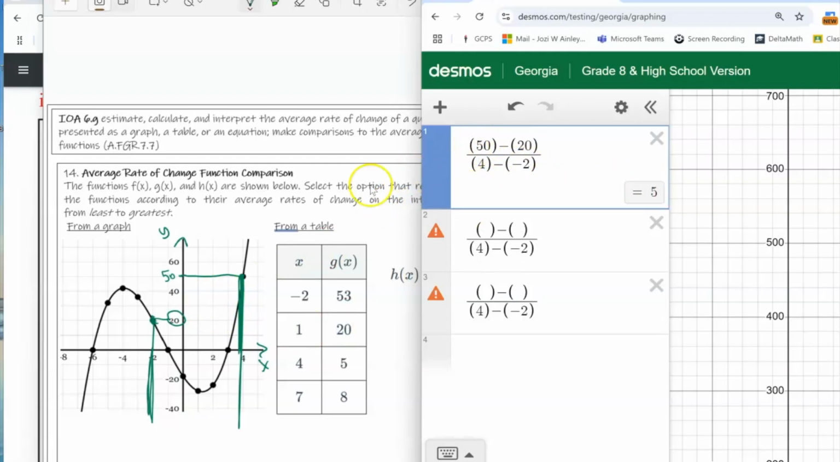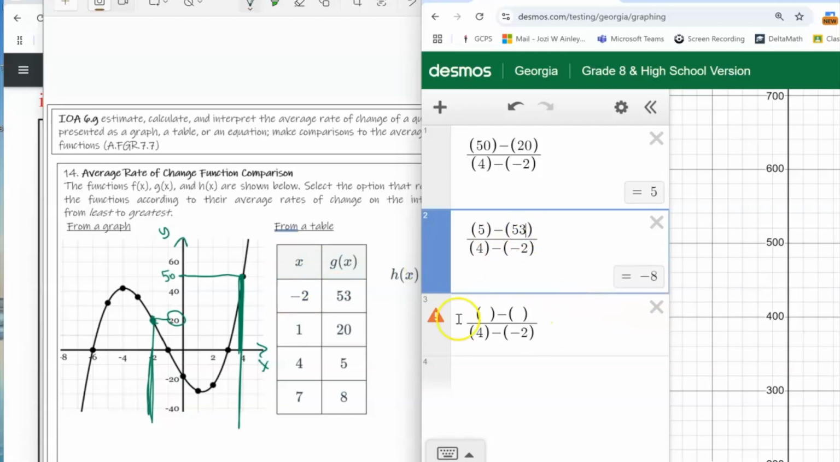So this one is f of x. I'm going to go next to g of x. This one's a lot easier. I'm looking for 4. When x is 4, y is what? 5. When x is -2, what's g of x? 53. There's my average rate of change for that one.